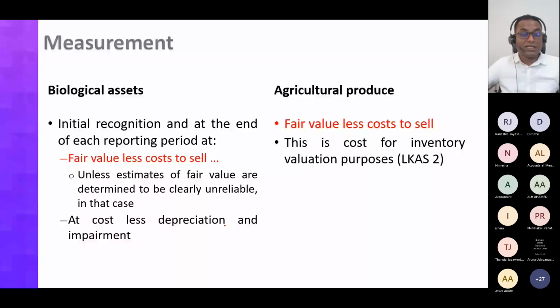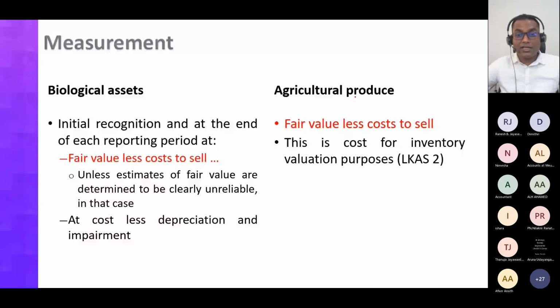As soon as you can measure the correct fair value, you change the measurement basis to fair value less cost to sell. If you can measure the fair value less cost to sell, there's no issue. So this particular matter comes. If you can't reliably determine the fair value, then you follow cost less depreciation minus impairment, and as soon as you can measure the fair value, you shift to the fair value less cost to sell measurement. That is about the biological assets.